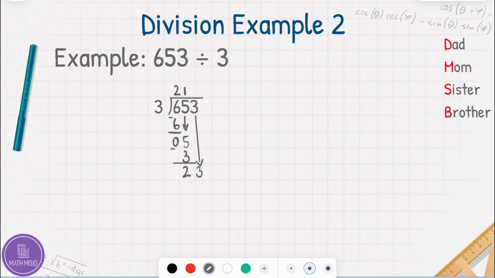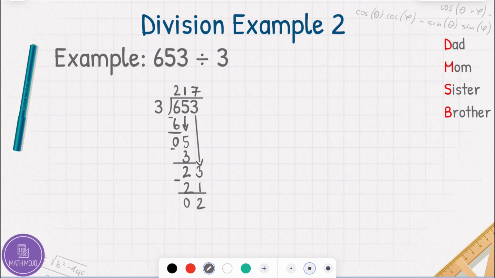And now we're back to our division step again. How many times does 3 go into 23? And that is 7. So 3 goes into 23 7 times, so we put our 7 in the quotient, and now we have to do our multiplication step, so 7 multiplied by 3, which gives us 21, and we subtract now, so we're at our subtraction step, and now we subtract, so we get 2 and then a 0 over here.